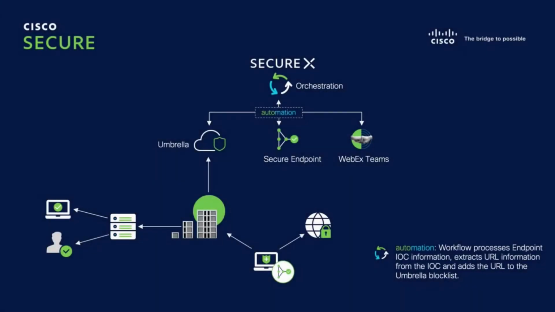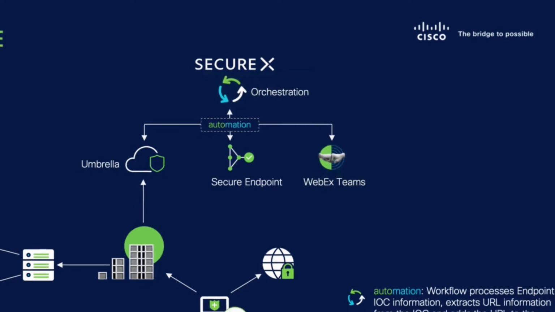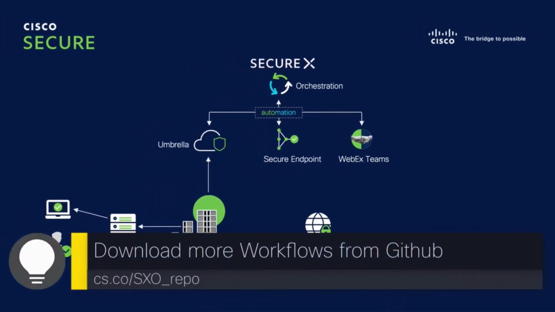In this scenario, Umbrella secures our internet traffic. Secure Endpoint protects the endpoints and provides EDR functionality. Umbrella and Secure Endpoint are both connected to SecureX. As part of the Cisco EDR XDR approach and to automate and enhance security, we will extend our environment with two components. WebEx Teams, where responsible analysts get automatically notified, and activating a SecureX orchestration workflow to automate the security tasks. You may take a look at the GitHub repository to download additional predefined workflows.